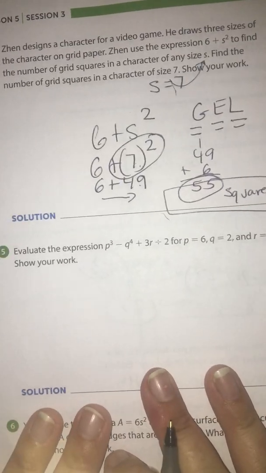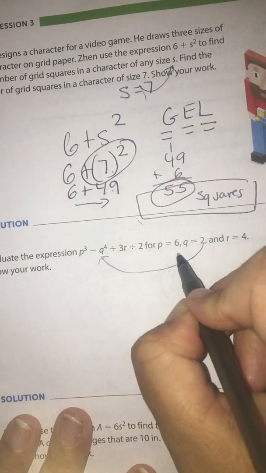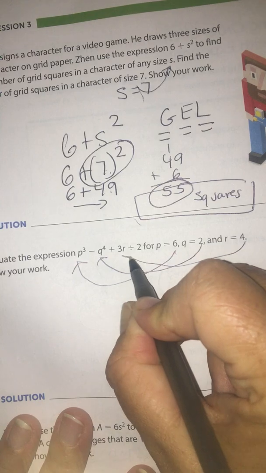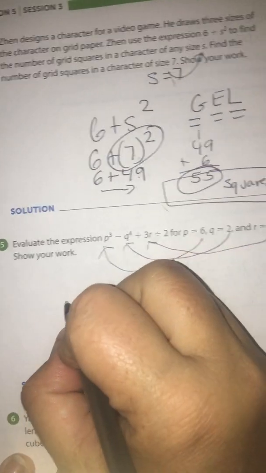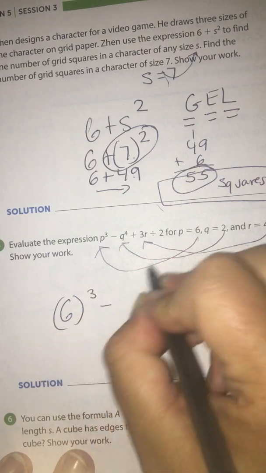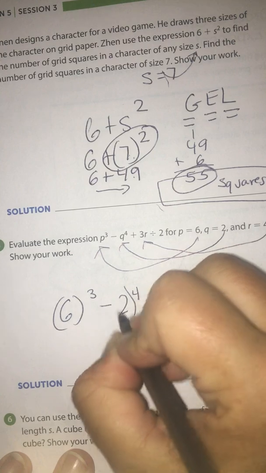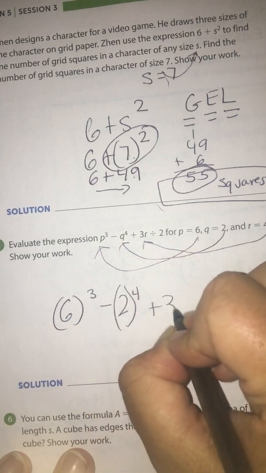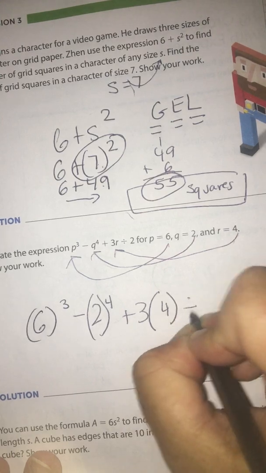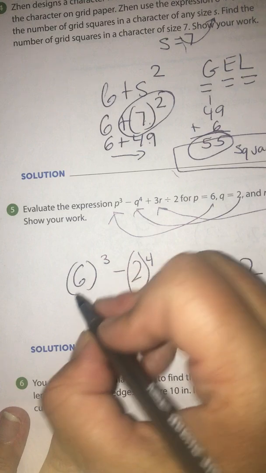Evaluate this expression. Now they're giving me what to plug in. All the Q's equal 2. All the P's equal 6. All the R's equal 4. So rewriting. P equals 6, so now I'm saying 6 to the third minus, Q equals 2, 2 to the fourth plus 3 to the 3 times 4 divided by 2. Just rewriting it, but instead of the letters, I'm putting the numbers.